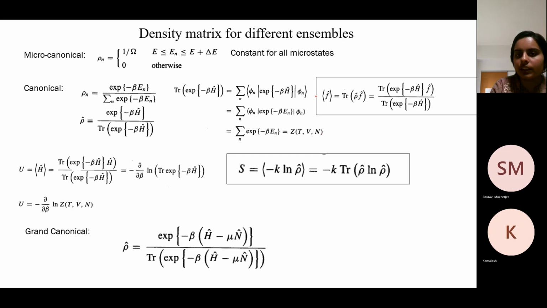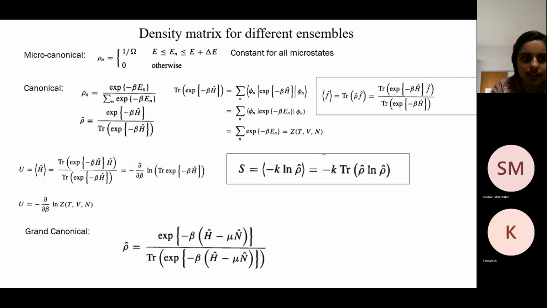And then if you have some operator f, what is the expectation value? You find the expectation value as the trace of rho into f. You know the matrix representation of f, you know the matrix representation of rho, so you multiply them and find the trace, and that gives you the expectation value. So whatever you are doing now is the same as what you were doing before, but now you are doing it with the representation of matrices.